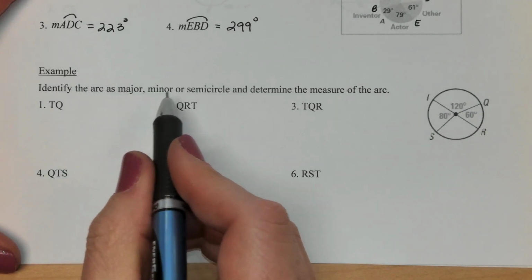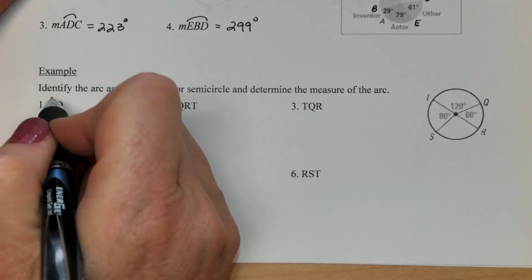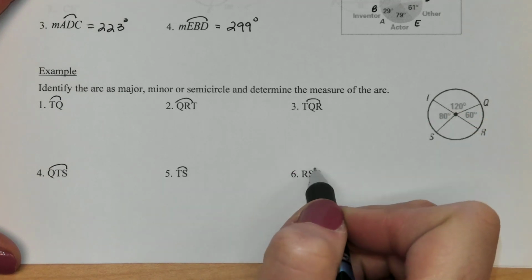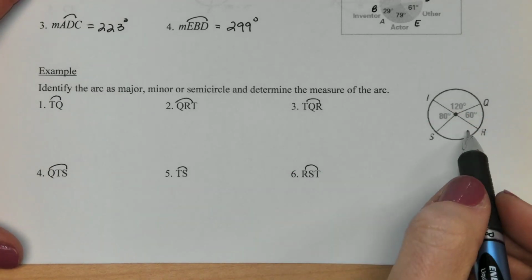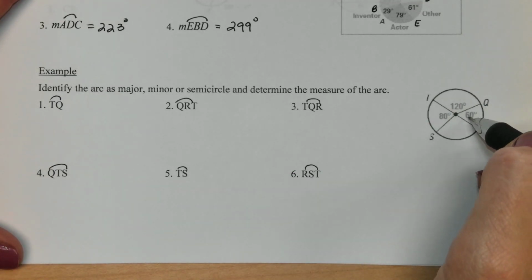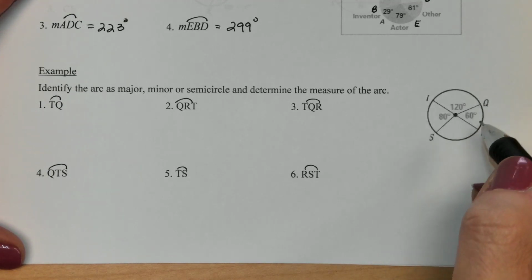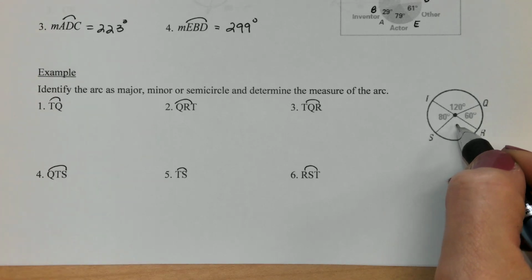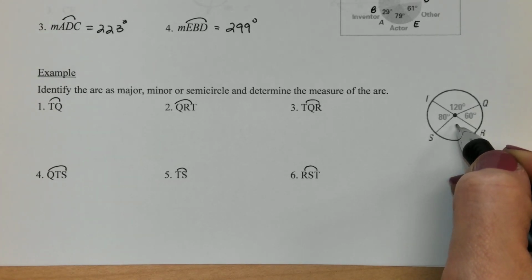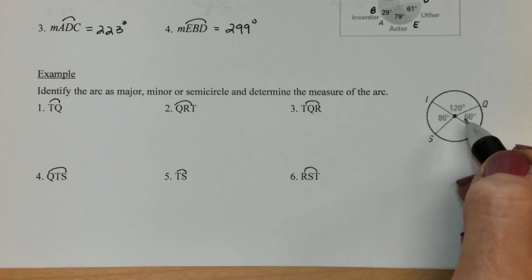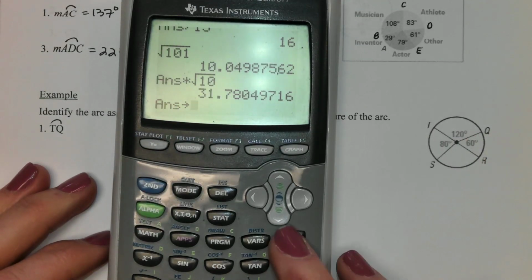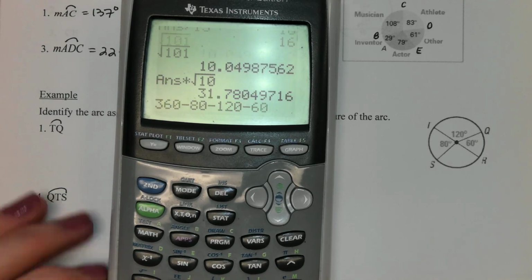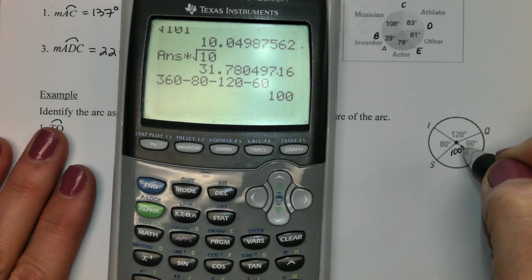So identify each as major, minor, or semi, and determine how much the arc is. These all have arcs on them. Sorry about that. I know your notes have them. So let's look at the picture real quick. We've got 120 there, a 60 there, an 80 there. The whole circle adds up to 360. So we're just trying to figure out how much is left for this one central angle right here. So I'm going to take 360, and I'm going to subtract the 80, the 120, and the 60. So it leaves me 100 for this angle.